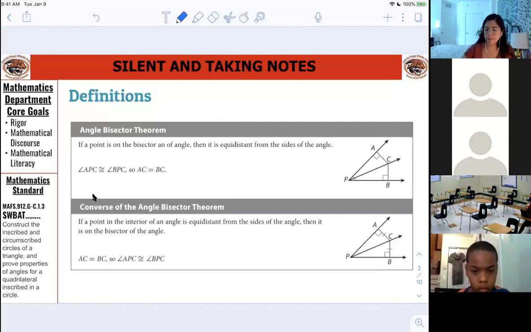All right, Tyrone, go ahead. If a point is on the bisector of an angle, then it is equidistant from the sides of an angle. Okay. So if a point is on the bisector, take a look at what we have in this scenario.